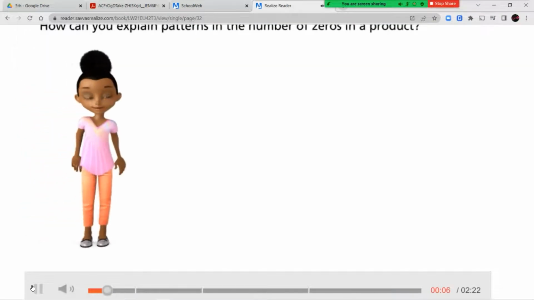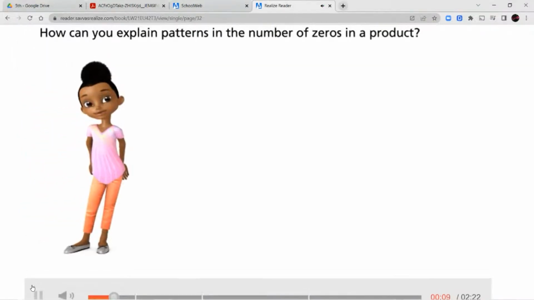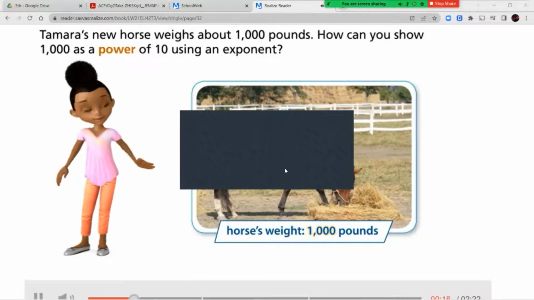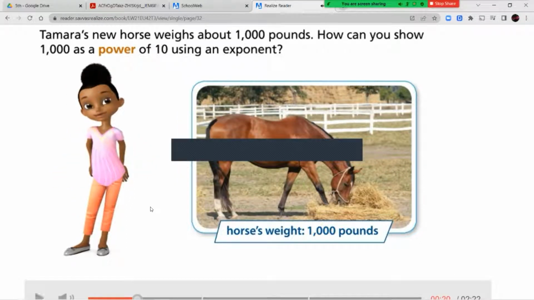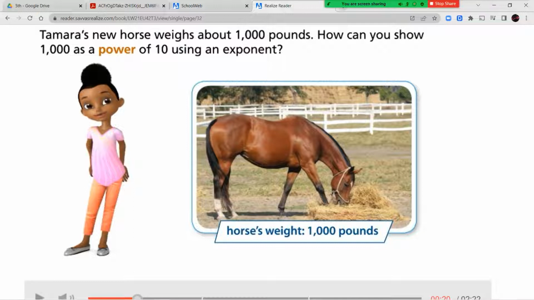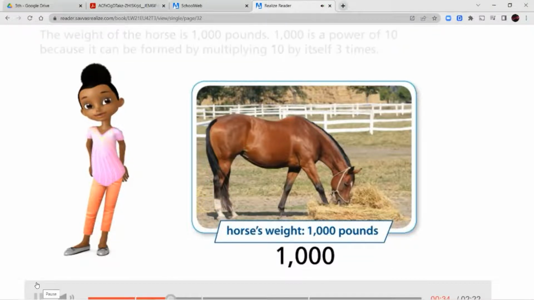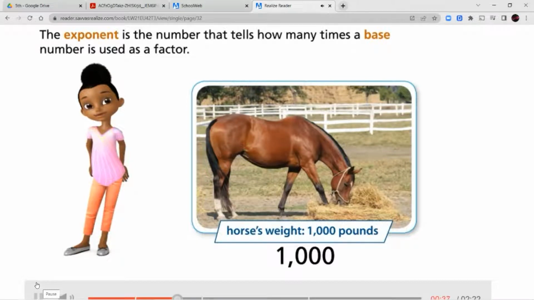How can you explain patterns in the number of zeros in a product? Tamara's new horse weighs about 1,000 pounds. How can you show 1,000 as a power of 10 using an exponent? The weight of the horse is 1,000 pounds. 1,000 is a power of 10 because it can be formed by multiplying 10 by itself 3 times. The exponent is the number that tells how many times a base number is used as a factor.